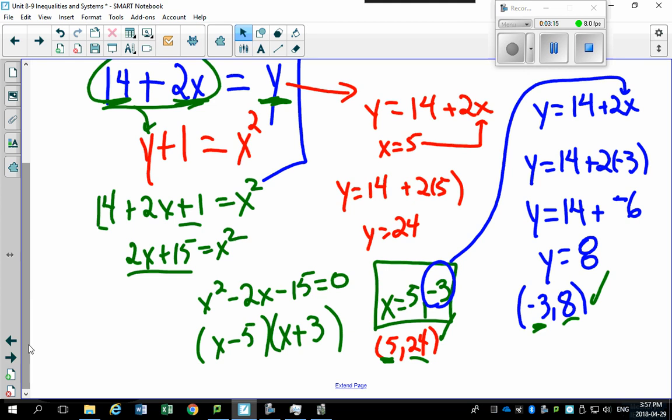You don't need a calculator. Sometimes doing the algebra is much, much more efficient.